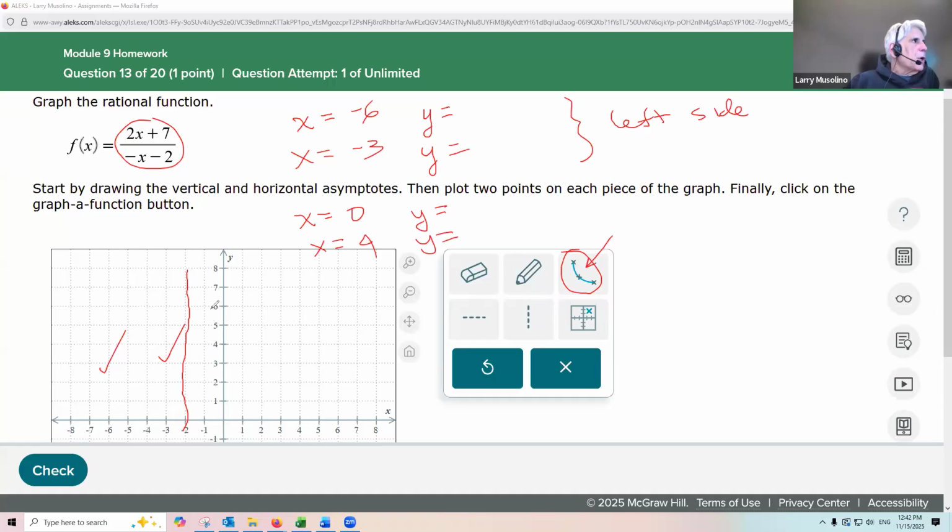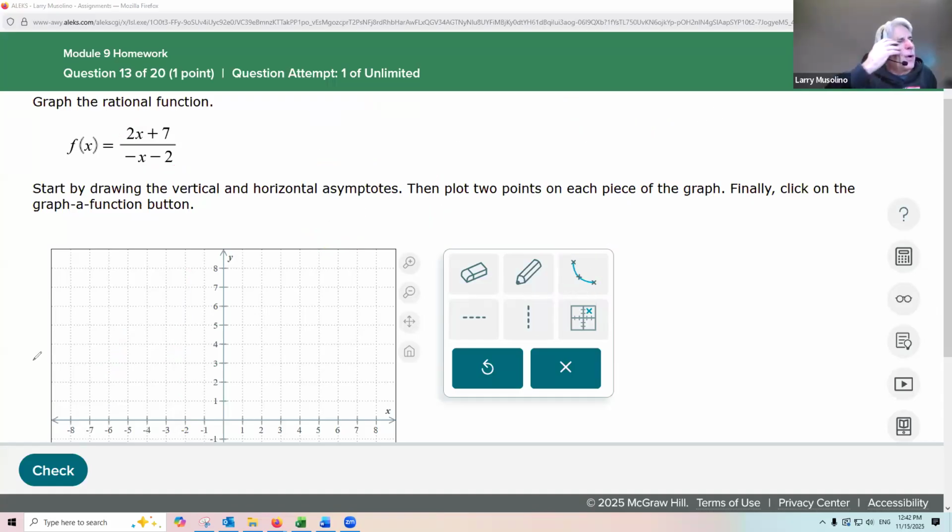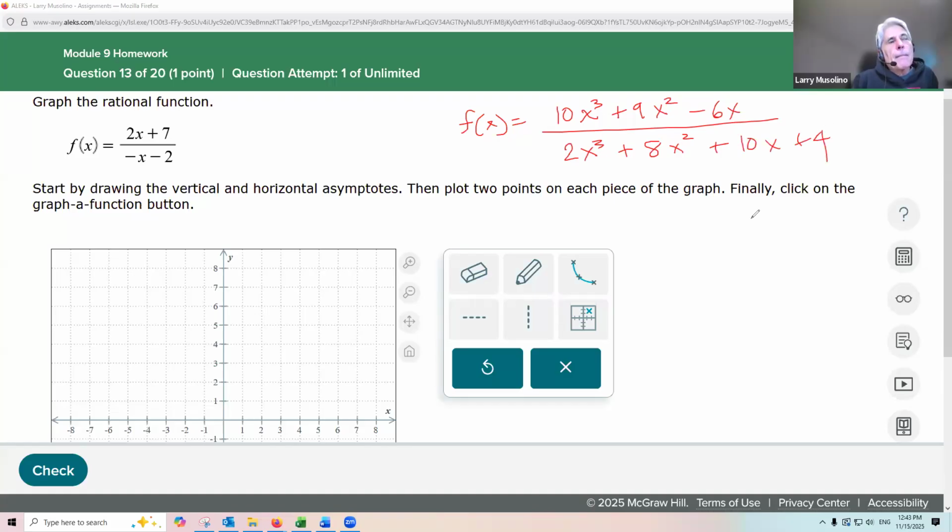All right, let me give you one more example of horizontal asymptotes. What if you had something like f of x equals 10x to the 3 plus 9x to the 2 minus 6x over 2x to the 3 plus 8x to the 2 plus 10x plus 4. And the question is, find the horizontal asymptote.